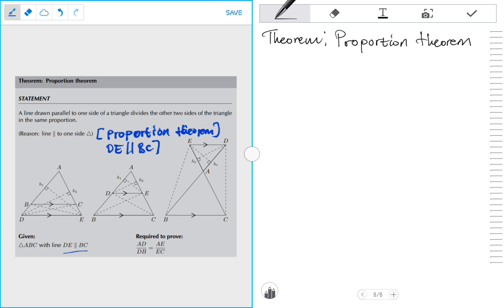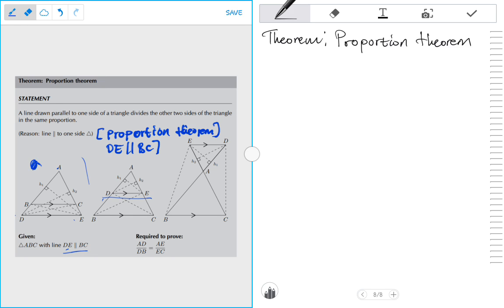Then now we are given this. We're given triangle ABC, this is ABC, the bigger one. I'm referring to the first two, because they're more or less the same. Let me refer to the first one, this one. Now we have a triangle ABC with these two being parallel.